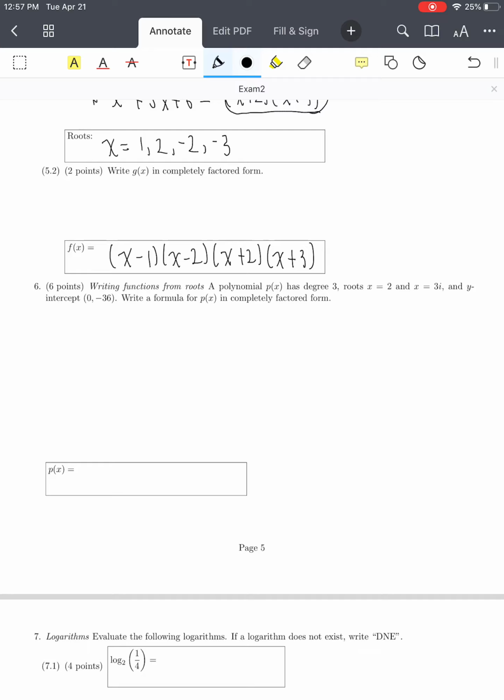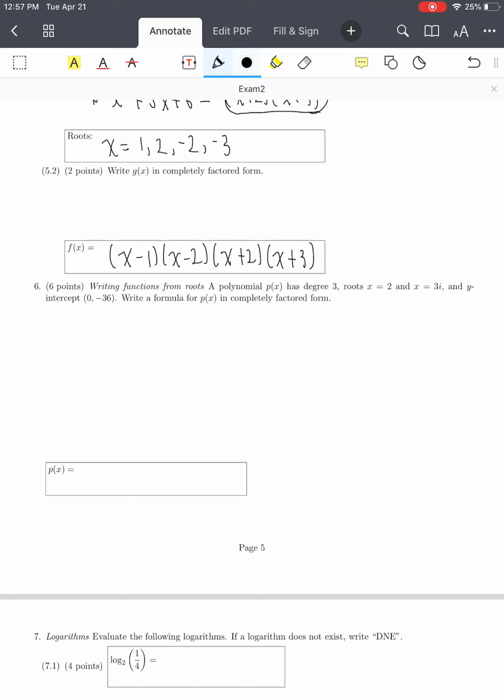Now, problem 6, writing functions from roots. So here we're given that the polynomial p of x has degree 3, roots x equals 2 and x equals 3i, and a y-intercept at (0, -36). So we want to find a formula for this.